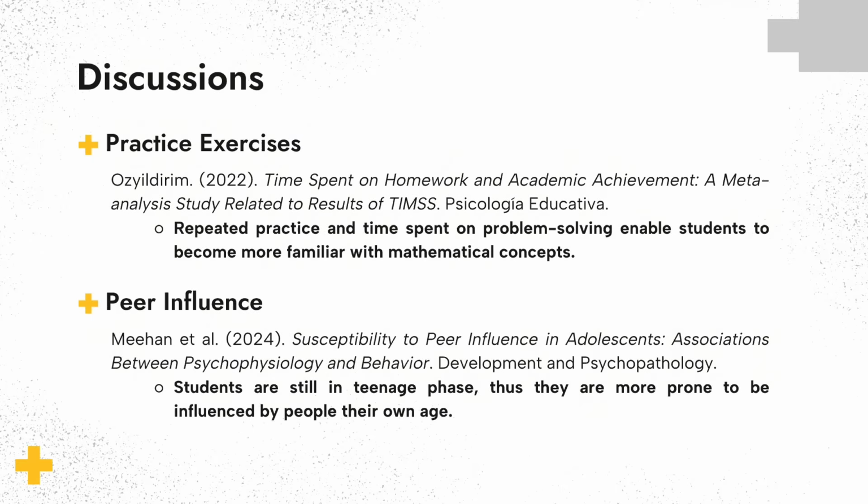While teachers and parents provide the framework, practice exercises and peer influence act as secondary drivers. Mathematics is a subject that requires depth in understanding. Thus, repetitive exposure to practice and problem solving enables students to become more familiar with mathematical concepts. This can strengthen their basic understanding of the subject. Peer influence suggests that students are more prone to be influenced by people of their own age, especially in the teenage phase. Thus, positive peer relationships may give a positive impact to them in mathematics achievement.